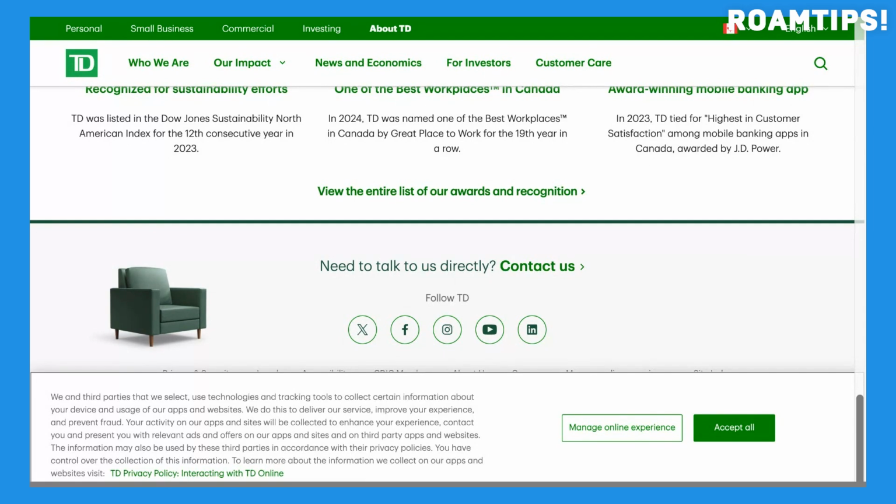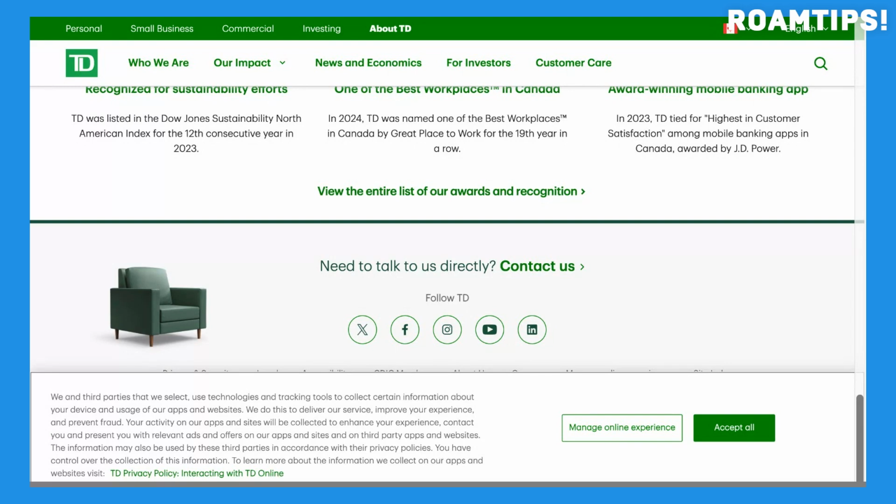The website's user interface is designed for ease of navigation and accessibility. With clear menus and prominent search functionality, locating specific information is generally straightforward. Moreover, TD Bank offers mobile banking apps for both iOS and Android devices, allowing customers to access their accounts and manage their finances on the go. This focus on digital accessibility underscores TD Bank's commitment to providing convenient and user-friendly banking solutions.